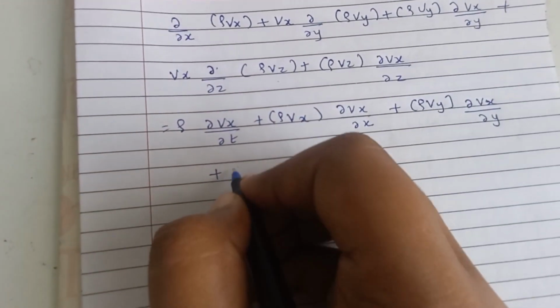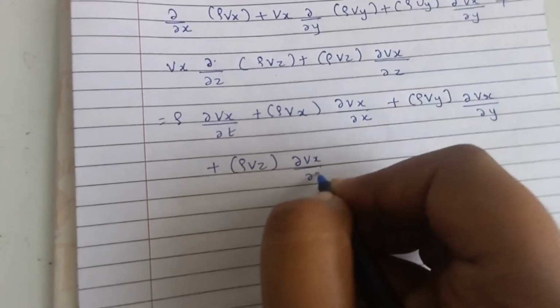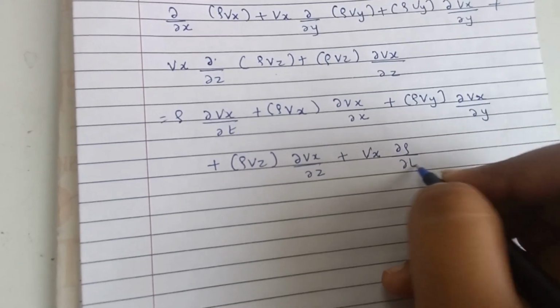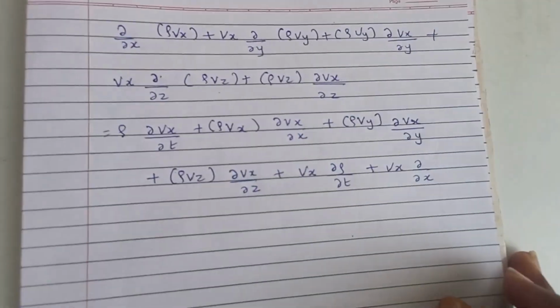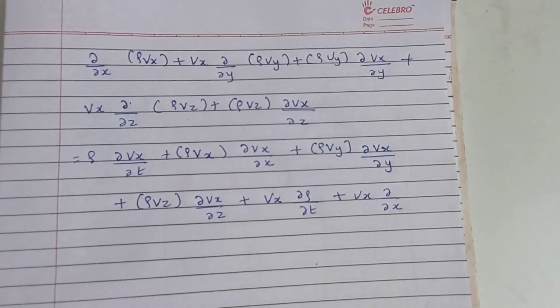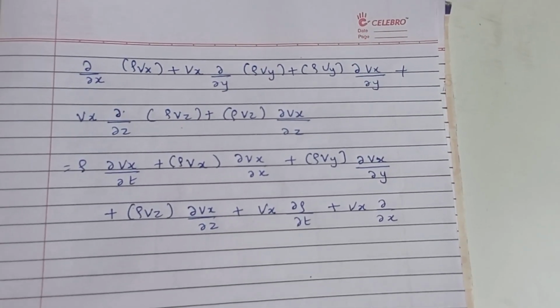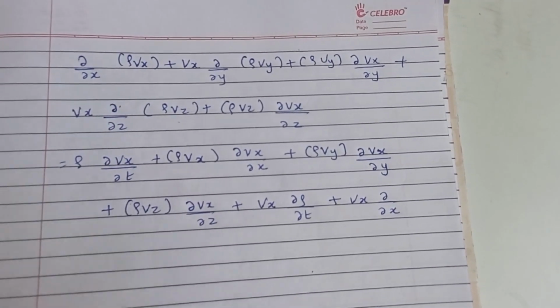We are saying that density into ∂Vx/∂t plus ρVx ∂Vx/∂x plus ρVy ∂Vx/∂y plus ρVz ∂Vx/∂z plus Vx ∂ρ/∂t plus Vx ∂/∂x of density into velocity, plus Vx ∂/∂y of density into velocity in y direction plus Vx ∂/∂z of density into velocity in z direction.